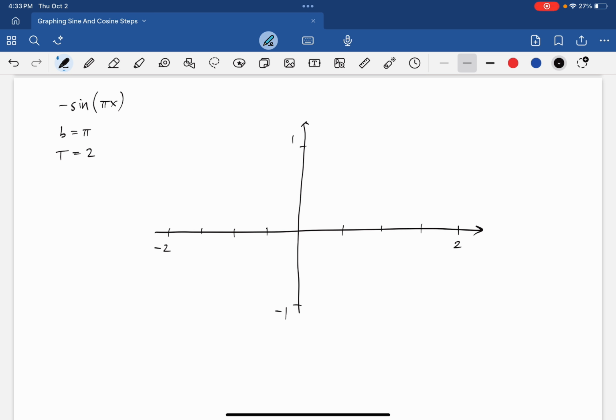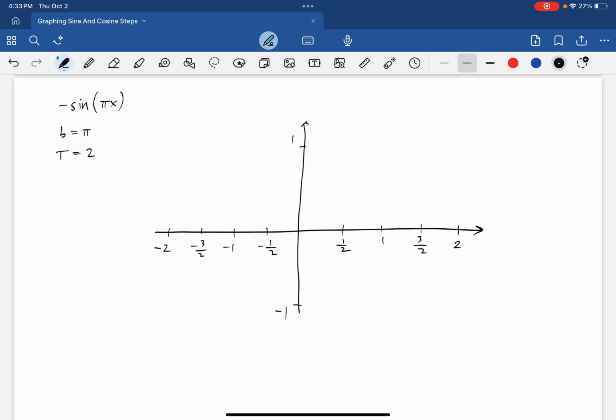And so those are going to happen at, each quarter period is 1/2, right? Because a quarter of 2 is 1/2. So this is going to be 1/2, 1, 3/2, then -1/2, -1, -3/2.